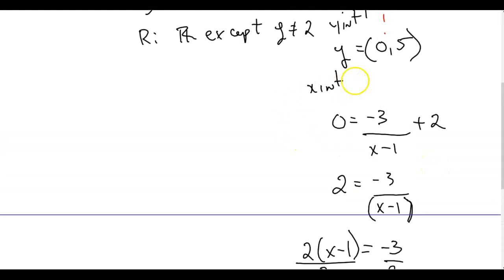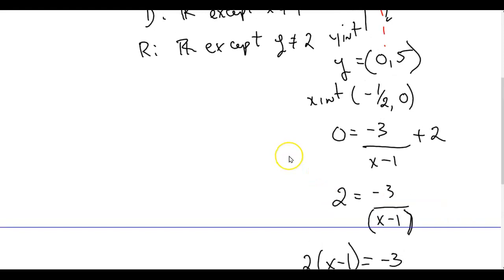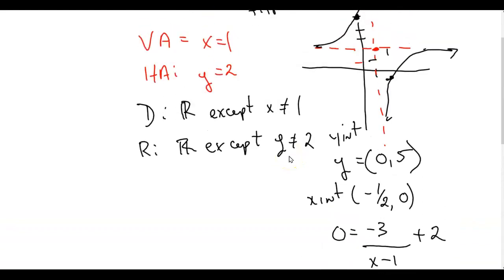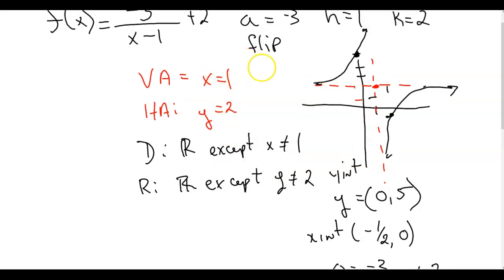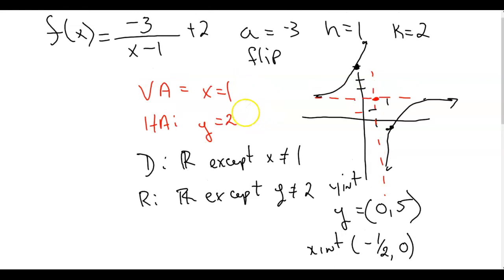Let's put it up here. So it's going to be at negative 1/2, comma 0. And that's my x-intercept. So I have my x, y-intercept. I have my domain, I have my range, and I have my vertical and horizontal asymptote with the graph. And if you talk about translations, we shifted 1 to the right, 2 up, and we stretched it by 3 and flipped it over the horizontal asymptote.